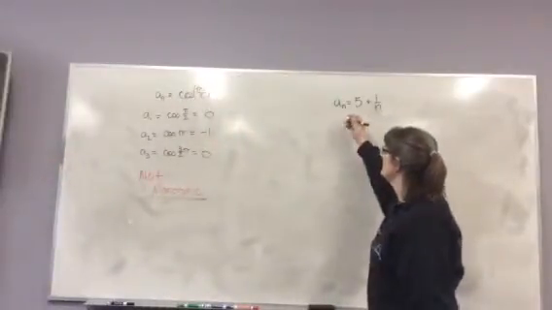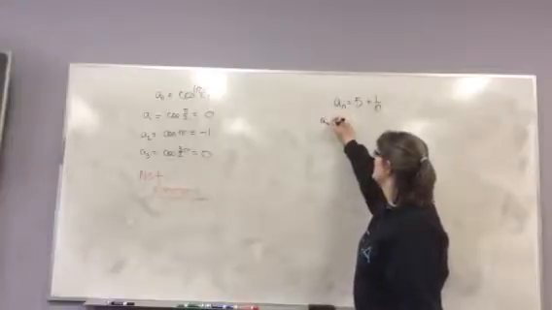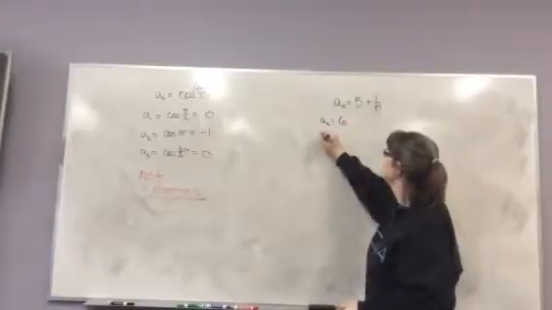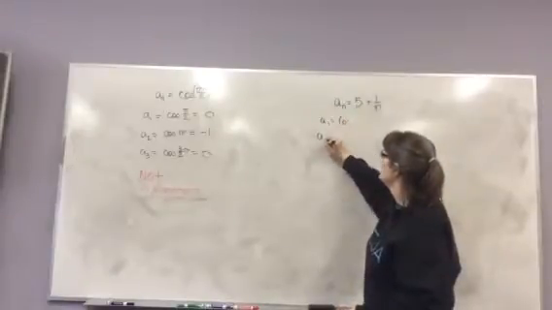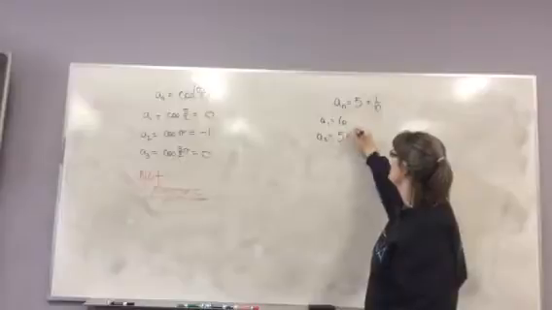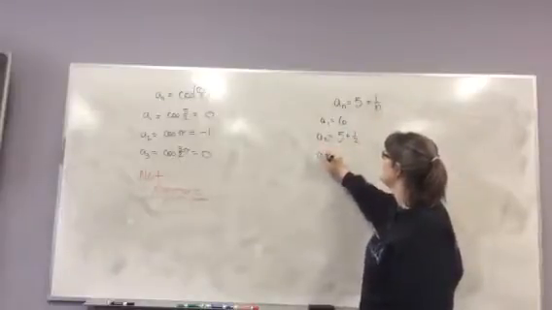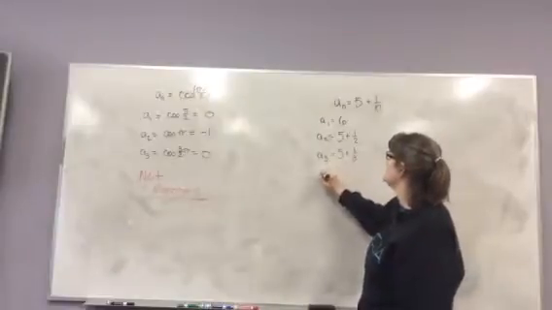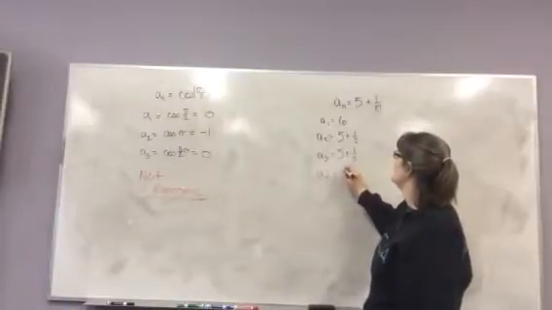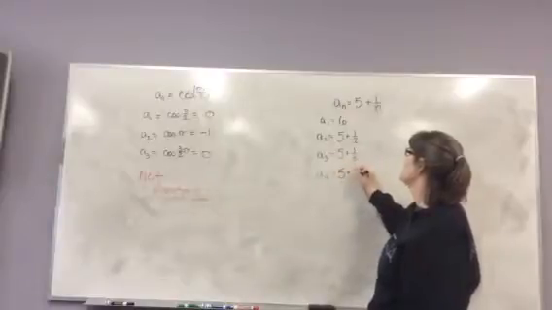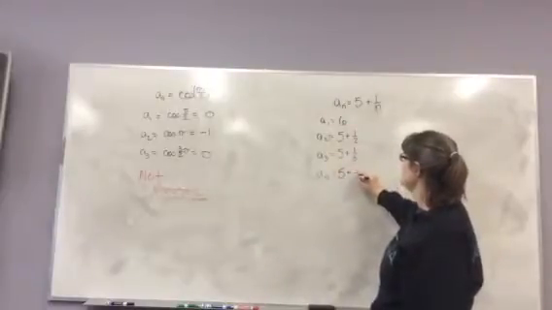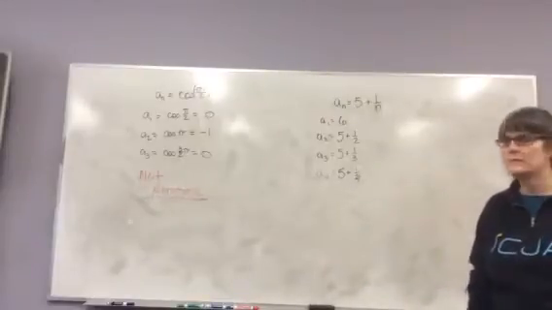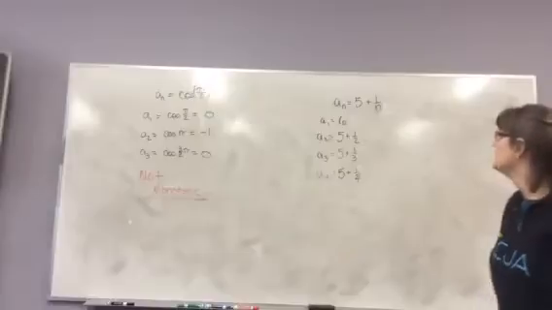Now, let's list a few terms here and see what's happening. If n is 1, we have 5 plus 1, which is 6. Sorry, a_2 is 5 plus a half. a_3 is 5 plus a third. a_4 is 5 plus 1/4. And what do we notice? We notice that the terms are getting smaller in a very small way.